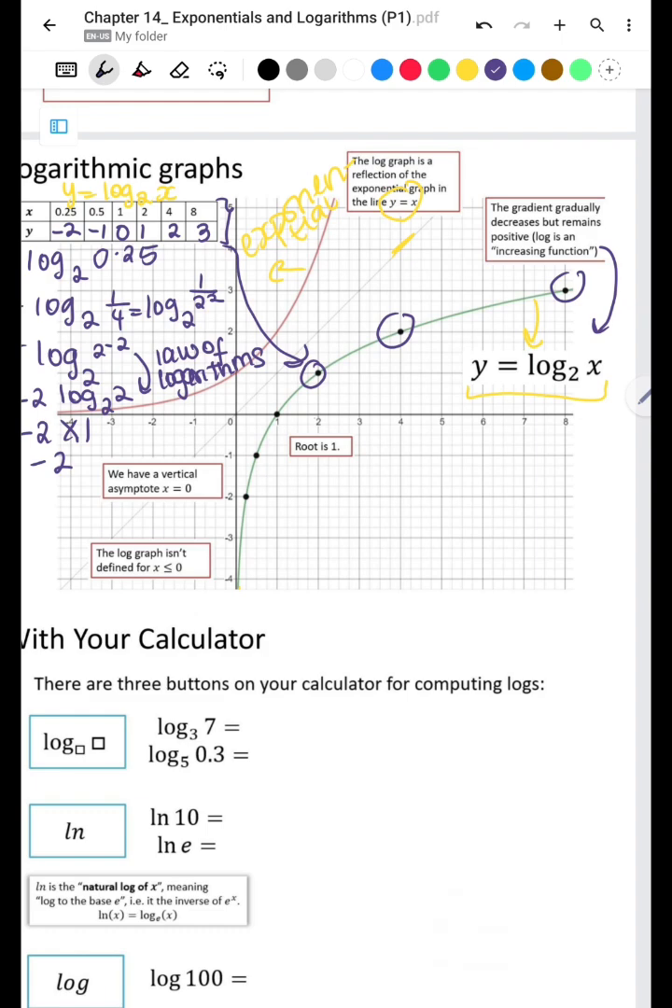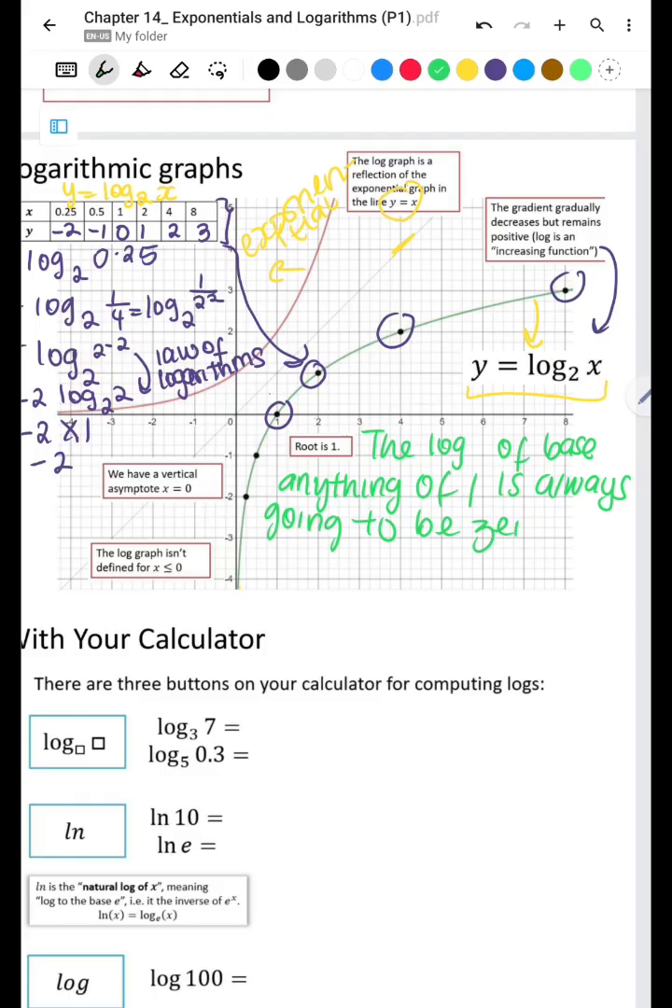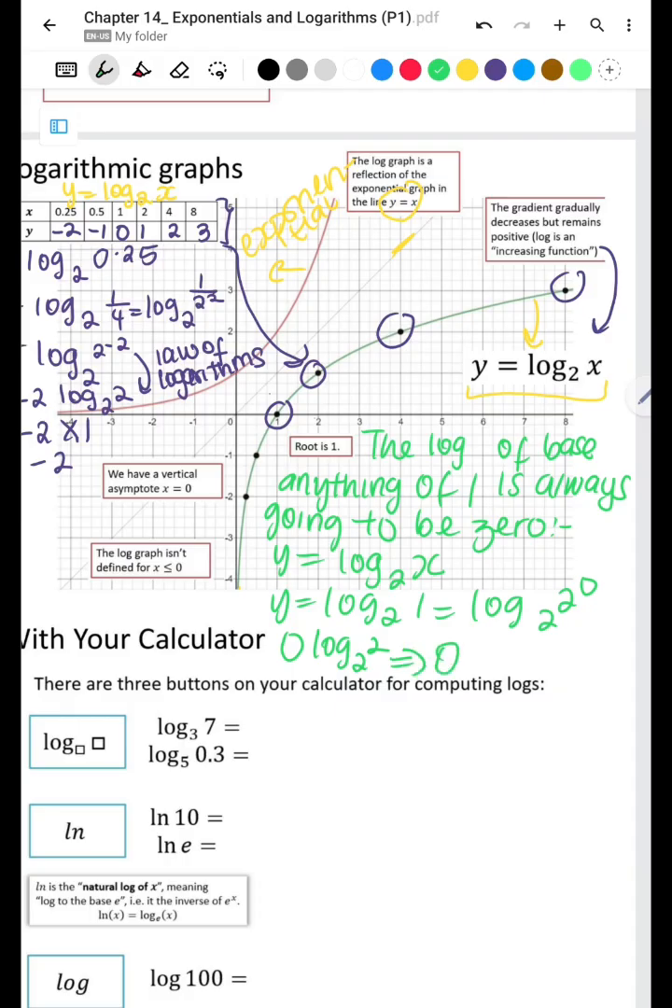The reason why we have this here is to understand that the log of base anything of 1 is always going to be 0. What I mean by this statement is that when we have y equals log base 2 of x, when x is 1, which is the same thing as log base 2 of 1, that is the same thing as log base 2 of 2 to the power of 0. By my law of logarithms, the 0 can come out front, leaving log base 2 of 2. I know when we have the same value for our base and our actual value, it's the same thing as 1. So 0 multiplied by 1 is equal to 0. So that's why when x is 1, y is 0.